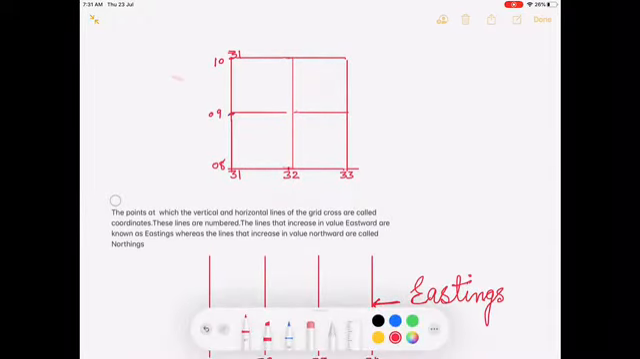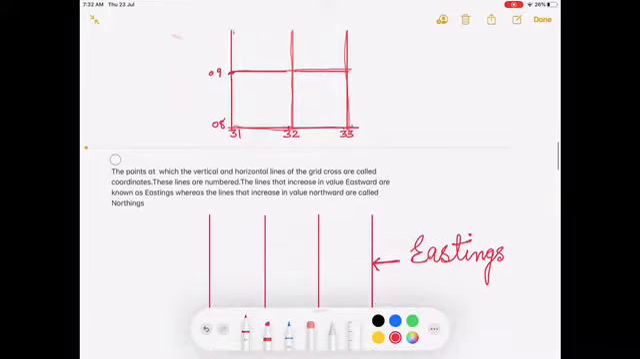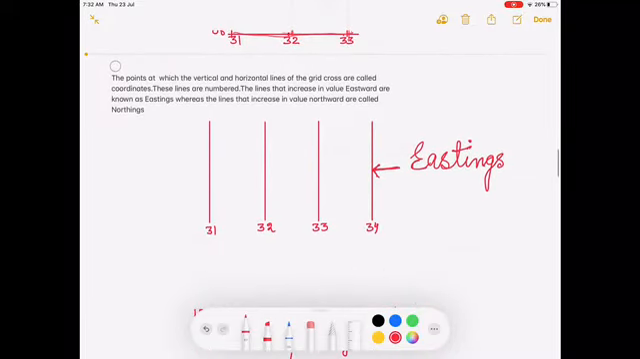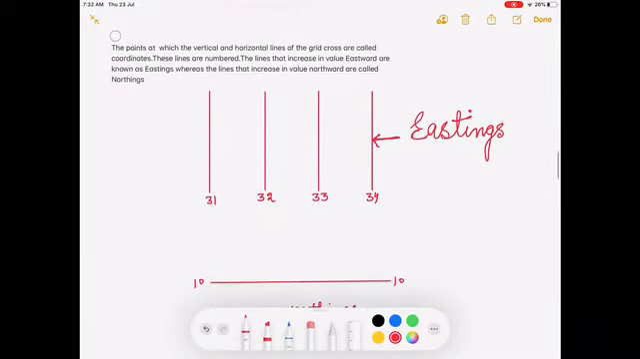You can see the vertical lines are there, and these are the vertical lines, and these are the horizontal lines, right? So they form the grid system. The points at which the vertical and the horizontal lines of the grid cross are called coordinates.